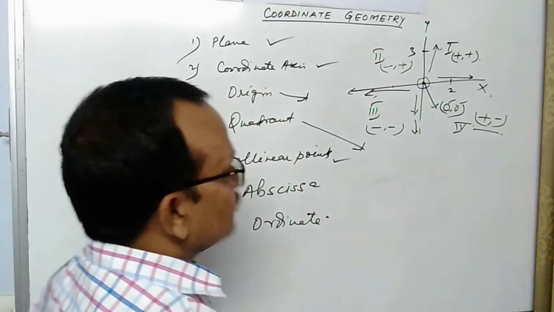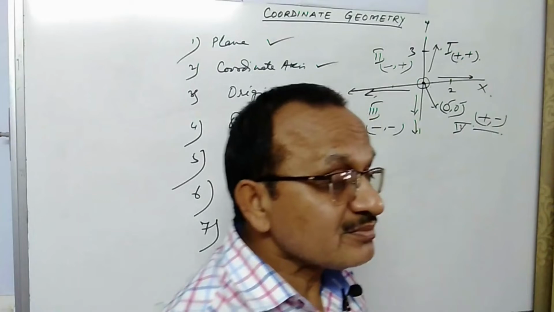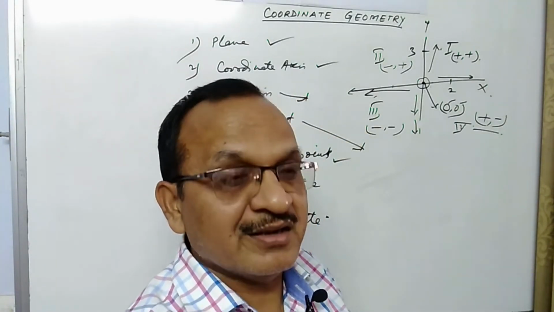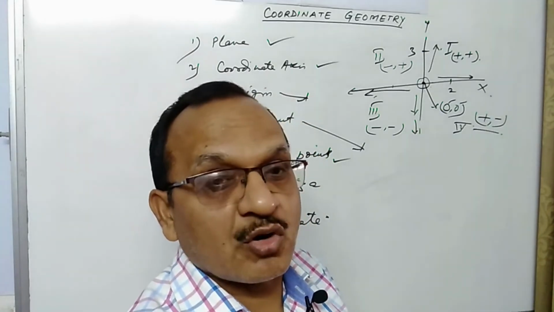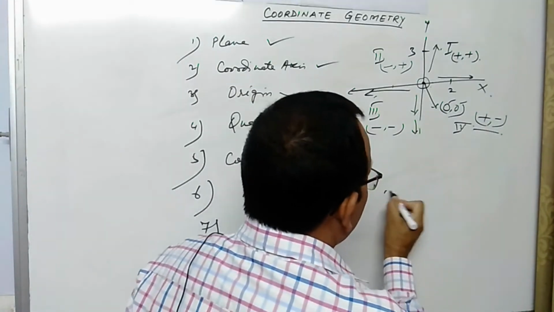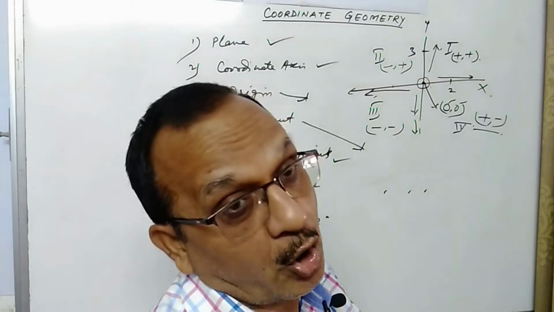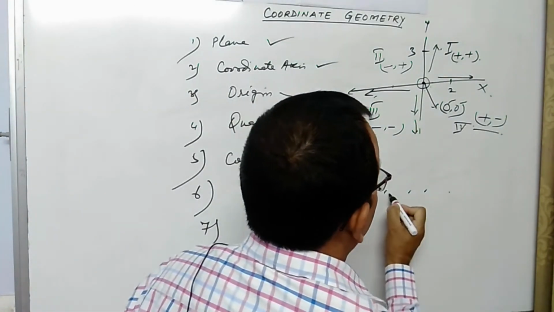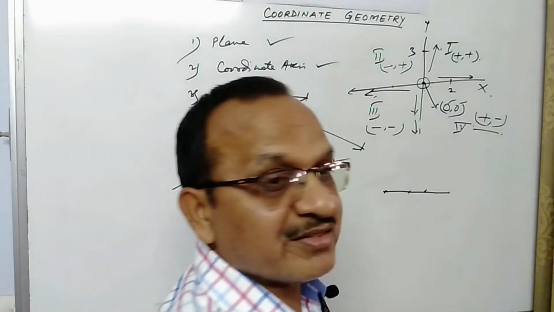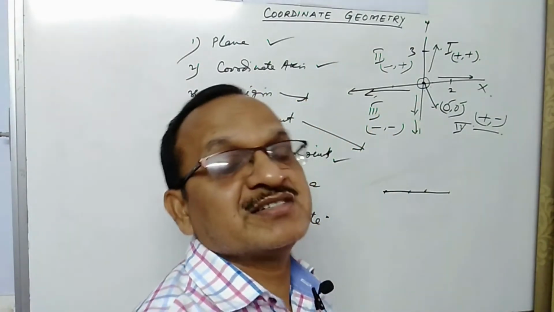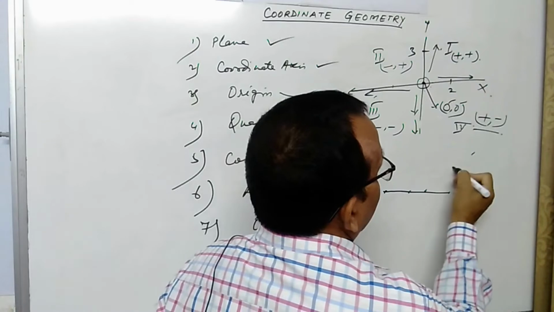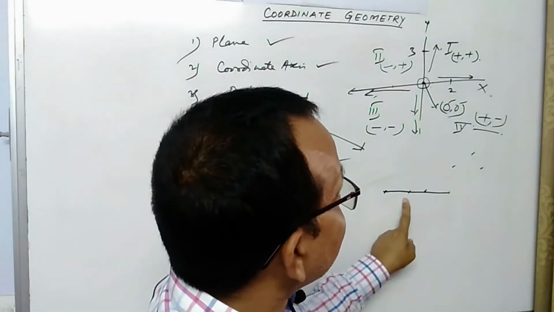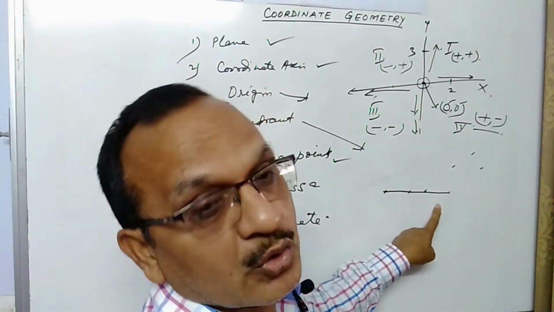Now collinear points. What do you mean by collinear points? If 3 or more points lie in a line, that is called collinear points. Suppose 1, 2, 3. The points should be 3 or more than 3. It should not be less than 3. Suppose 4 points are there. If they lie in the same line, then they are said to be collinear. Otherwise, they are non-collinear. In order to form any closed figure, we need non-collinear points. But when the points are in the same line, then they are called collinear points.